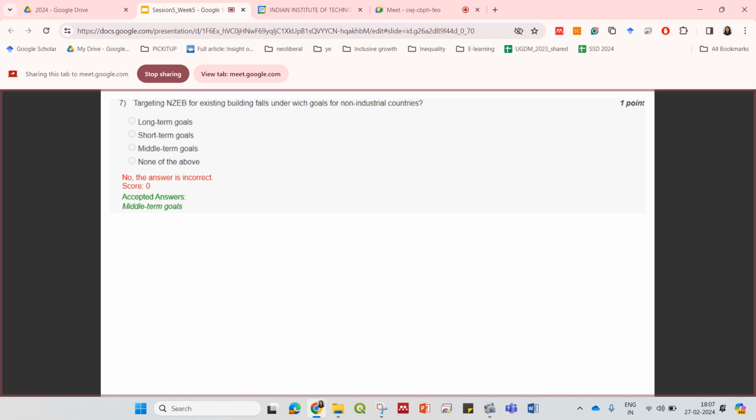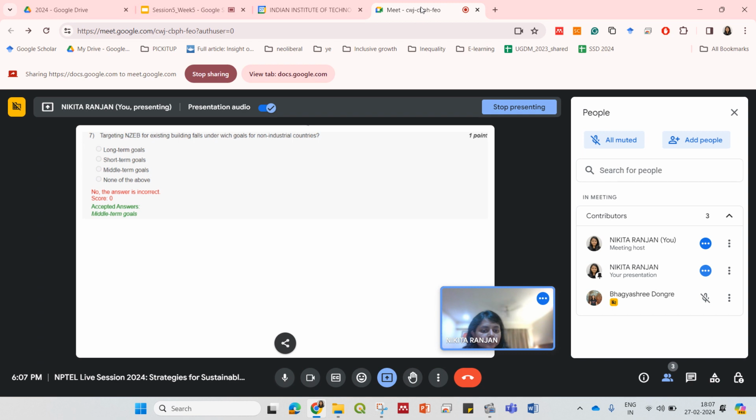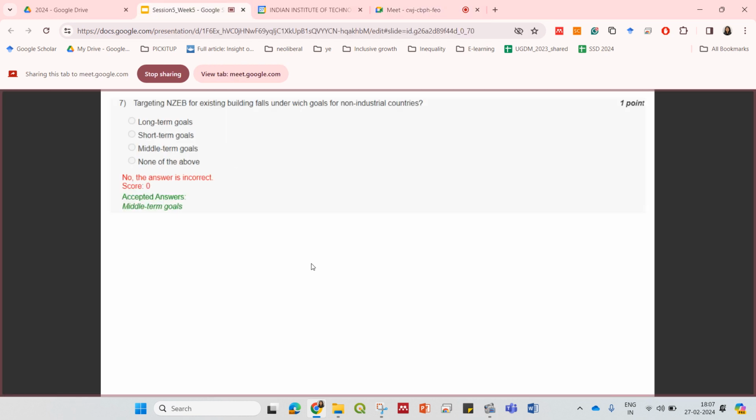I'm showing you the answers now because this was from an assignment in previous weeks, and the assignment answers are already out, so I can show you the assignment answers. So this is one question for which there was a doubt in previous session. This is about the net zero or nearly zero energy buildings. And the question was, for targeting NZEB for existing building, which goals for non-industrial countries does it fall under?